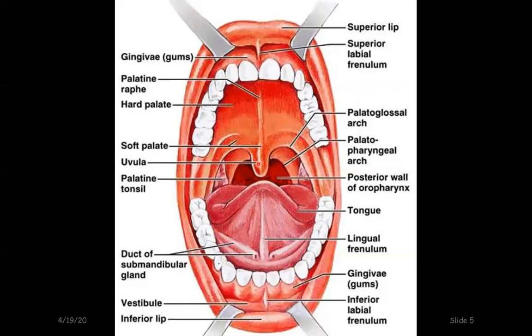Other structures described in your lab manual is the vestibule. So this space right here between the teeth and the lips and the cheeks, this space, that's the vestibule.